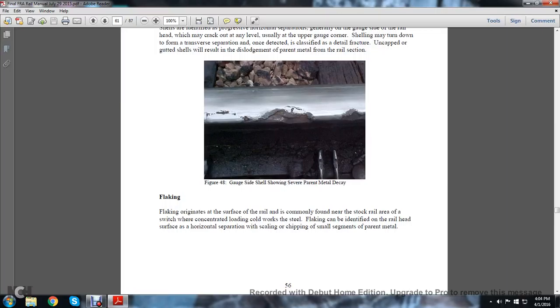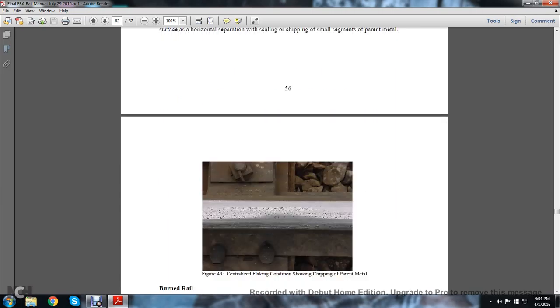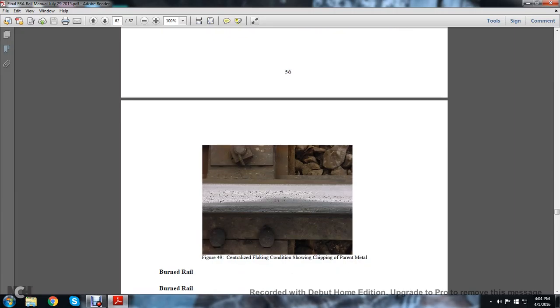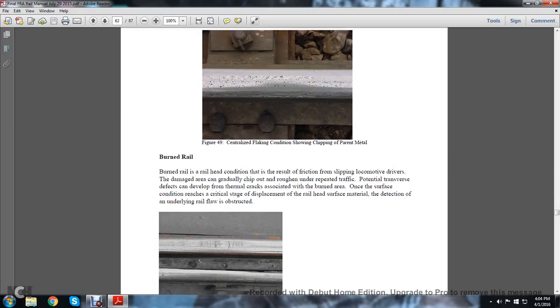Flaking originates on the rail surface, commonly found near stock rail and switches, with concentrated load and cold worked steel. Flaking can be identified by horizontal separation of the railhead surface, scaling, and chipping of small segments of parent rail. Figure 49 shows a centralized flaking condition showing chipping of the parent metal.